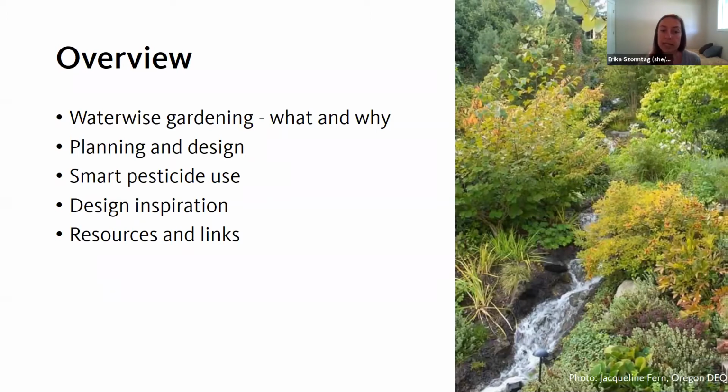We'll go over planning and design, so what steps you can take and what characteristics and aspects you should think about on your property when planning a waterwise design. We'll also talk about things like smart pesticide use.